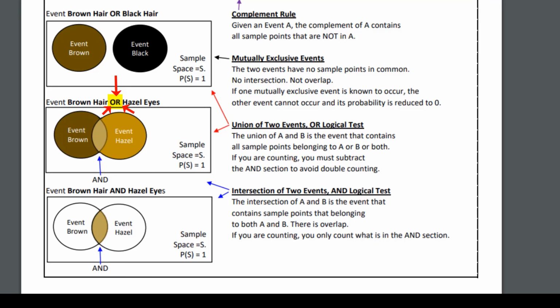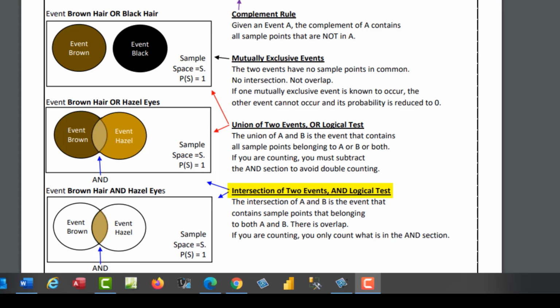Now, wait a second. I thought we were talking about an OR logical test. Well, we are. But when you're counting and you're running an OR logical test, you have to worry about the AND, the overlap, so you don't double count. And we'll see how to do that in just a moment. Now, officially, the definition for intersection of 2 events, it is the intersection of A and B is the event that contains sample points that belong to both A and B. Looking at the Venn diagram, there is overlap. The sample points in that section belong to both brown hair and hazel eyes.